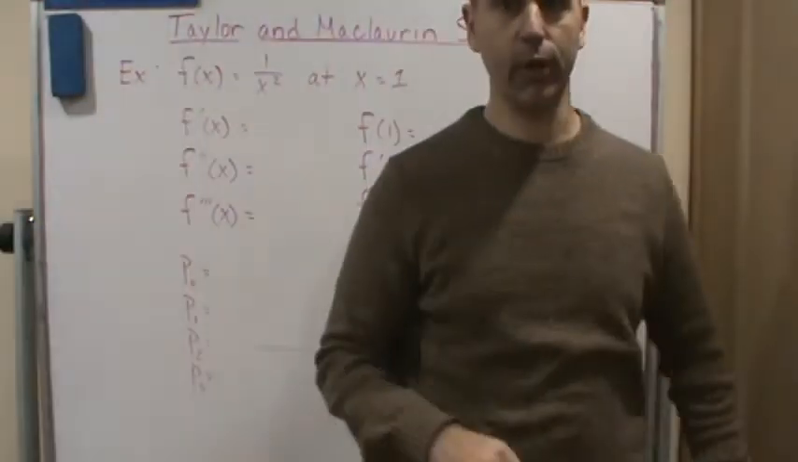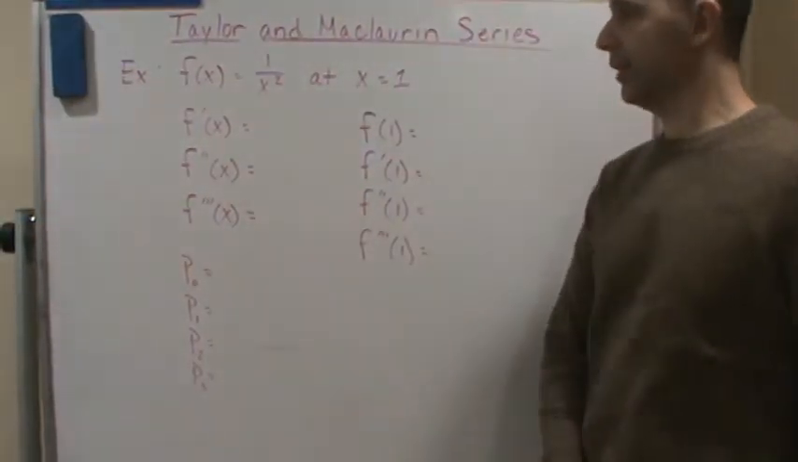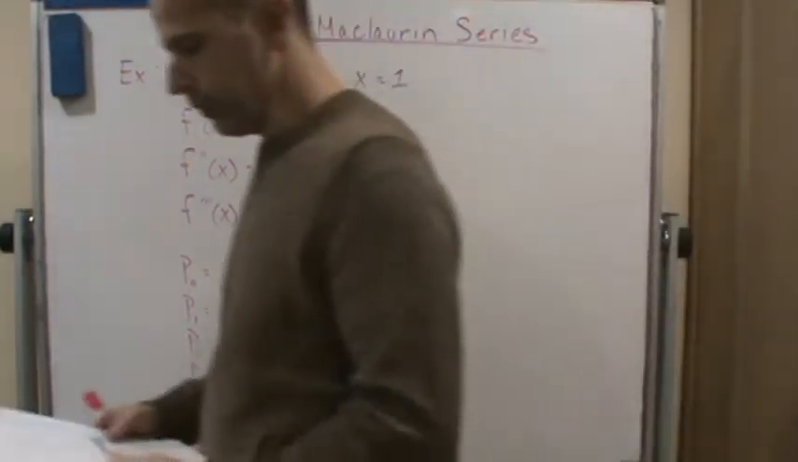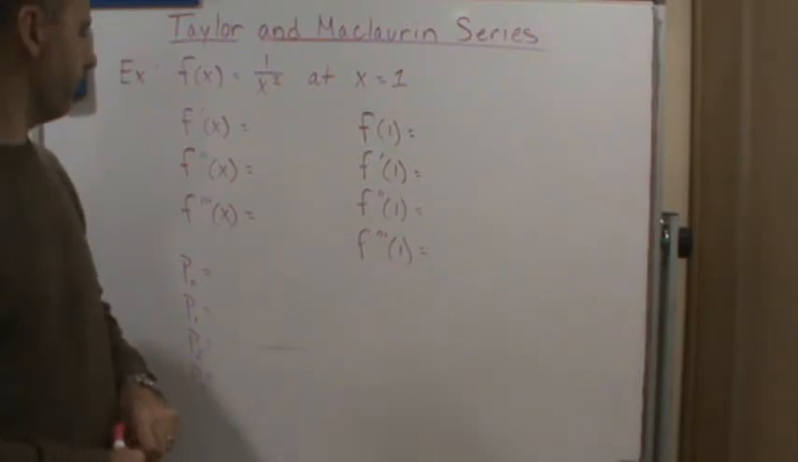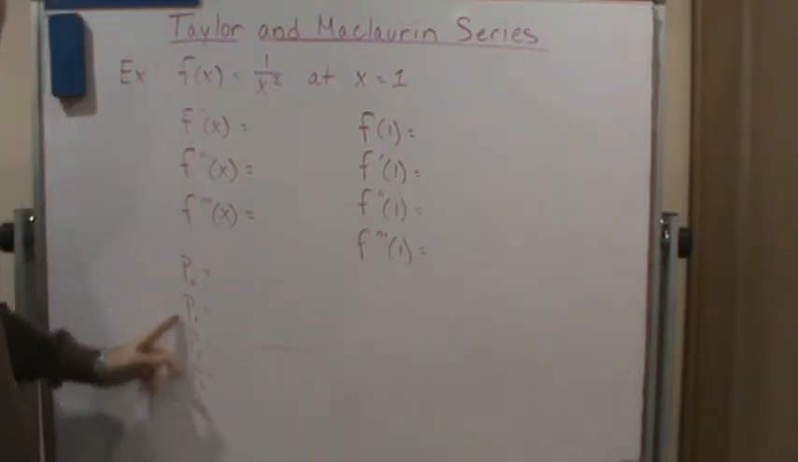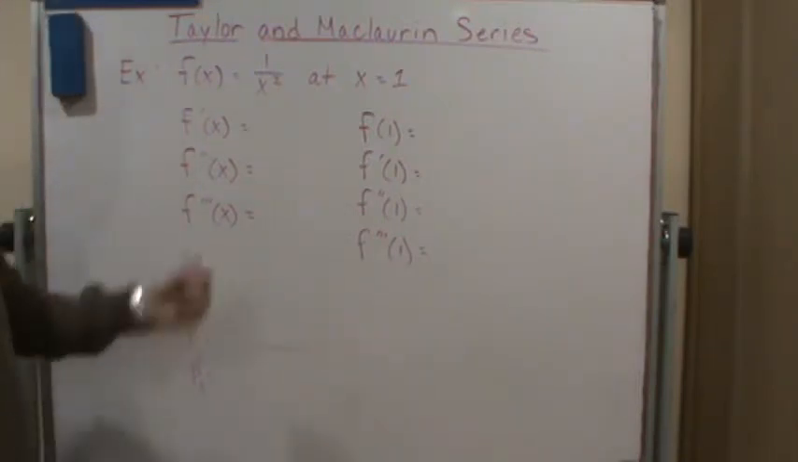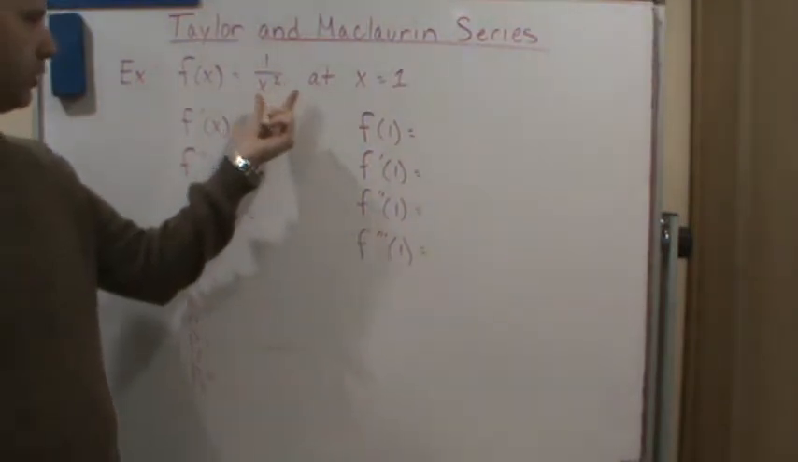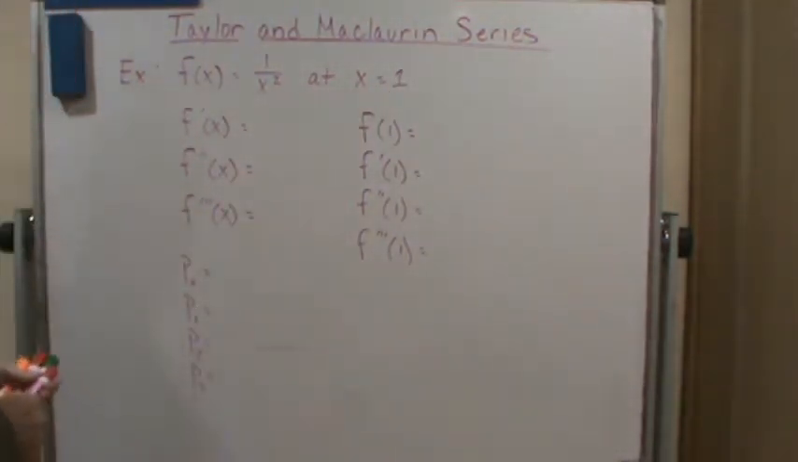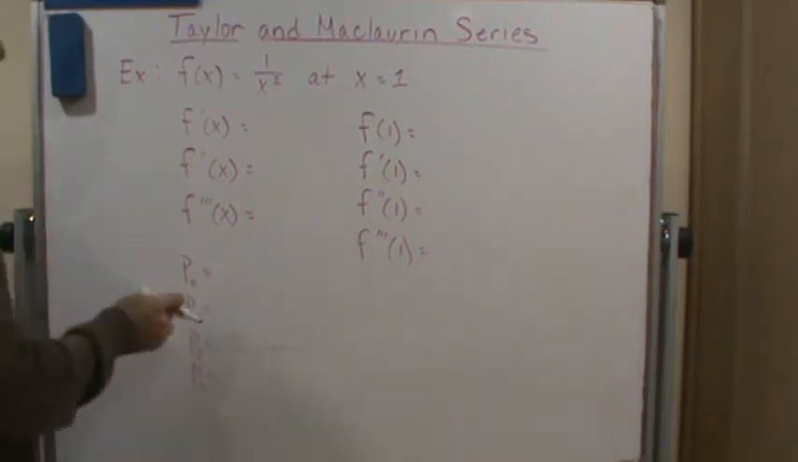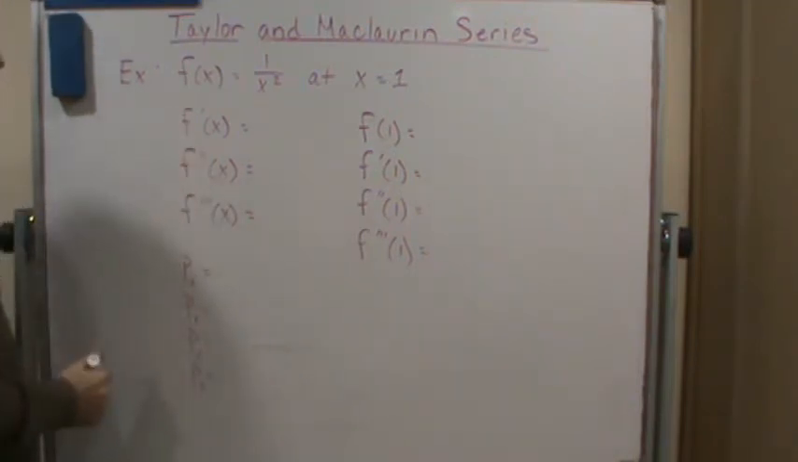Okay, so now we're going to do another example of looking at Taylor polynomials for this function. We're going to give the first four Taylor polynomials given f of x equals 1 over x squared at x equals 1. First we take the first three derivatives.